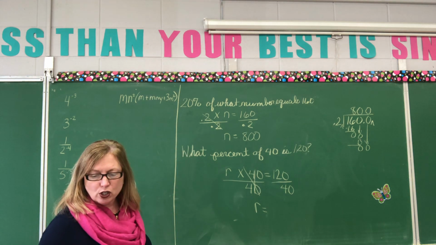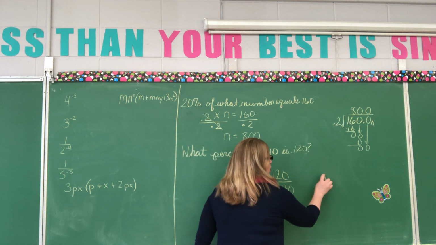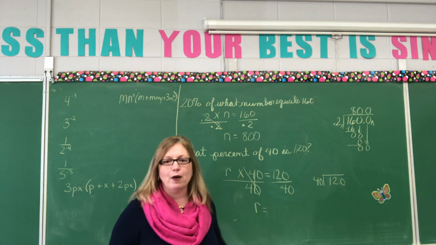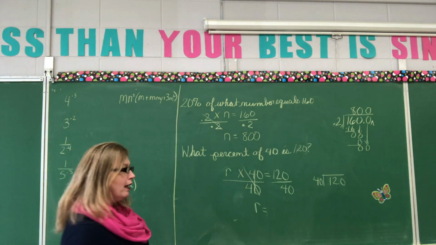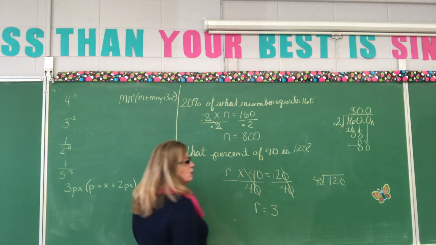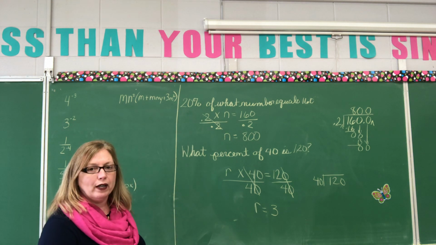120 goes into 40 how many times? Okay, so we're going to put it over here. We're going to say 120 divided by 40. So Mrs. Turner, I can do that without writing it out. Well, that's great, because what's it going to be? Our rate's going to be 3. Of course, you could have gotten rid of your 2 zeros and just said 12 divided by 4 is 3. That's all there is to it.